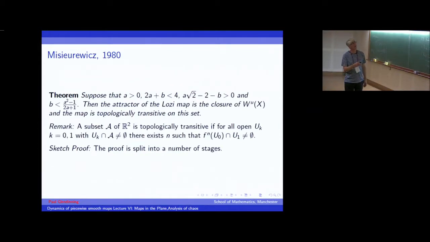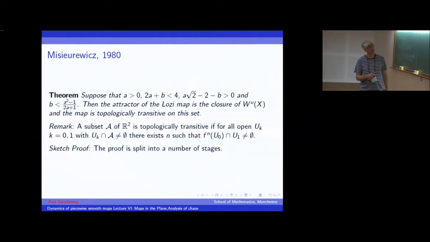And actually, what was rather nice is, as I told you last time, Misiewicz in 1980 had done a very detailed description of the Lozi map based on this. And what he'd done in great detail was show that the Lozi map is the closure of the unstable manifold of X, which is what Banerjee and Gupte had done, and that the map is topologically transitive on this set, which means that the whole set is part of the attractor. What I want you to notice is 1980. So again, it's different communities doing different things at different times.